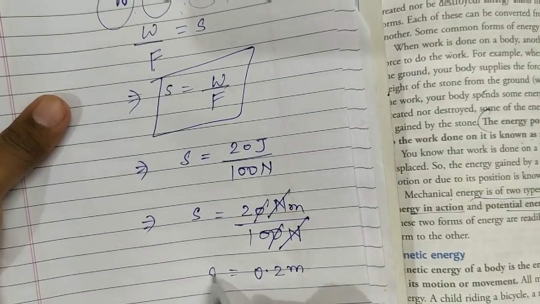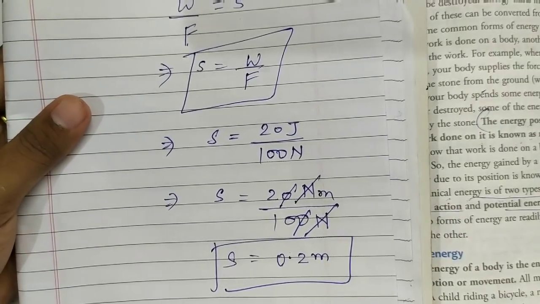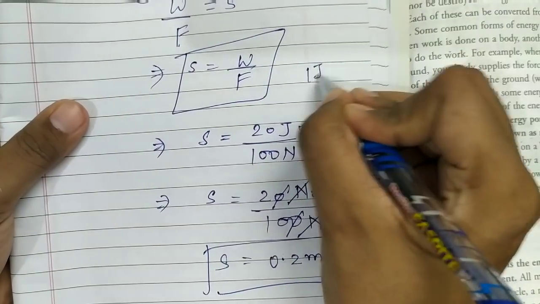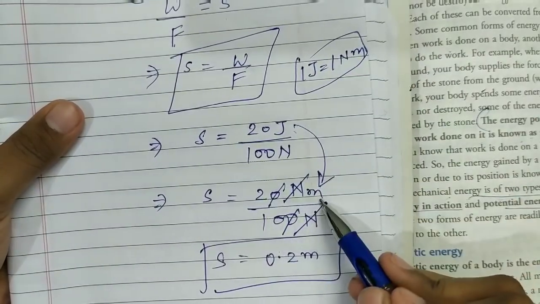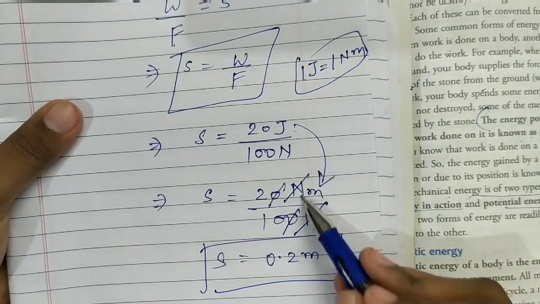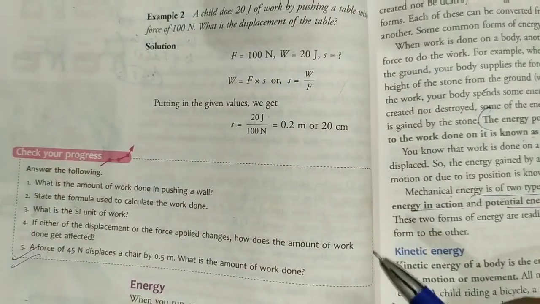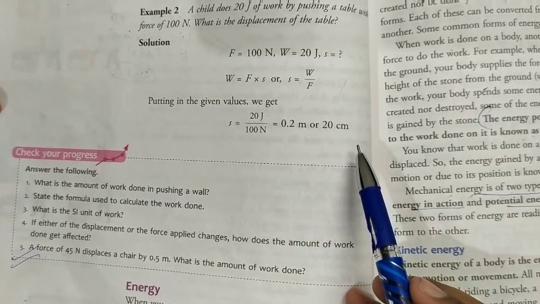0.2 meter is the displacement of the table. I hope children I am clear to you how it has been solved. Because 1 joule is equal to 1 Newton meter. तो जूल को हम न्यूटन मीटर भी रख सकते हैं, because we need to convert, we need to solve this. I hope children I am clear to you. Yes, see, 0.2 meter or 20 centimeter.